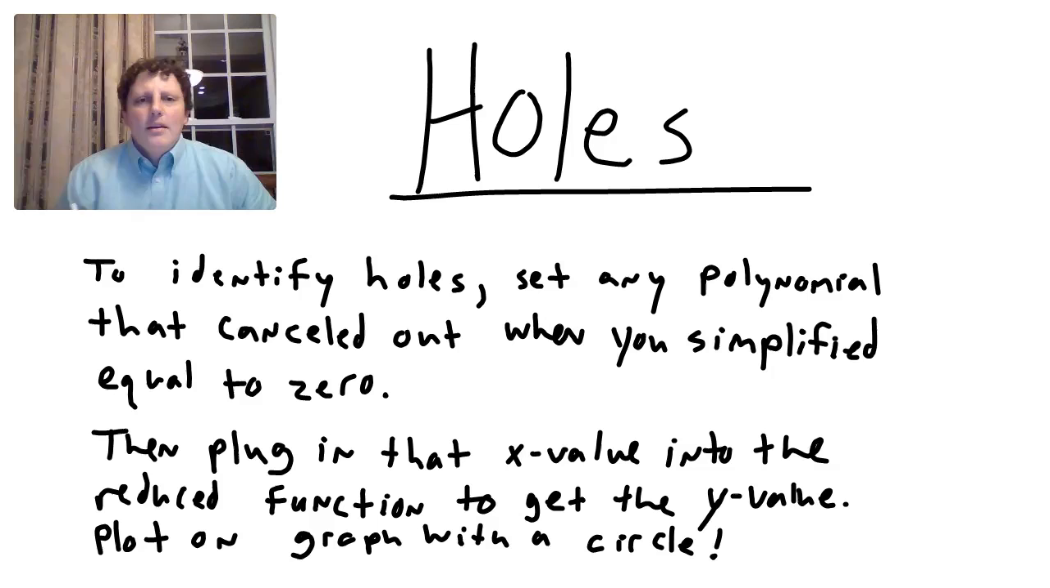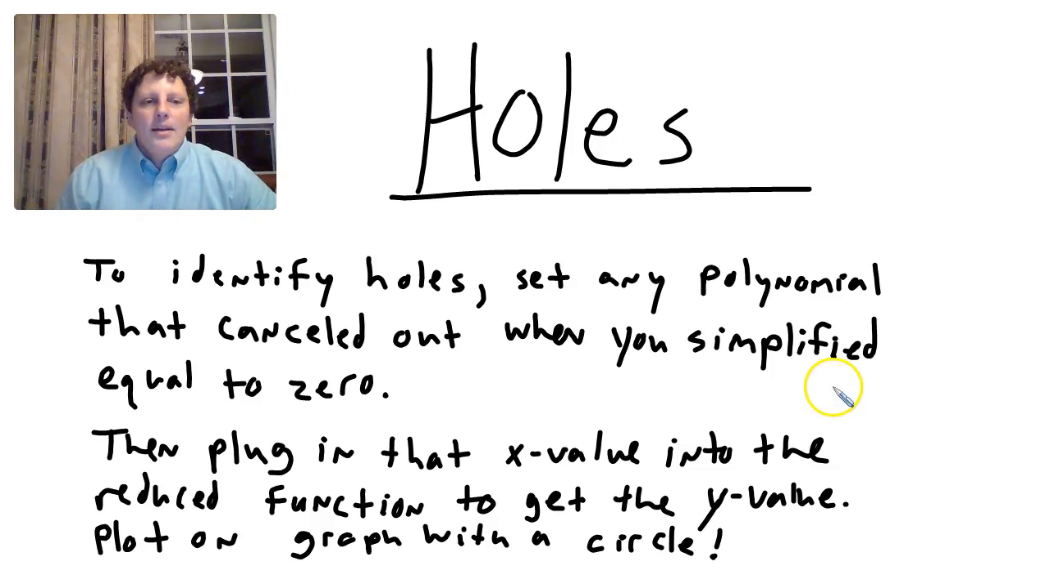Holes in rational functions happen when the original function had something that would cause a divide by zero error, but once you simplified it, that thing canceled out. So it wasn't there in the simplified form, but in the original form of the function, it was there. So we still have to deal with that divide by zero error, and we just deal with it in a slightly different way. To identify holes, look at any polynomial that's canceled out.